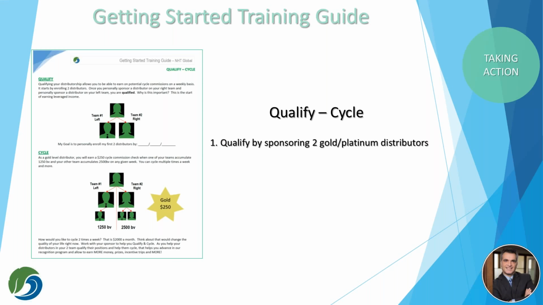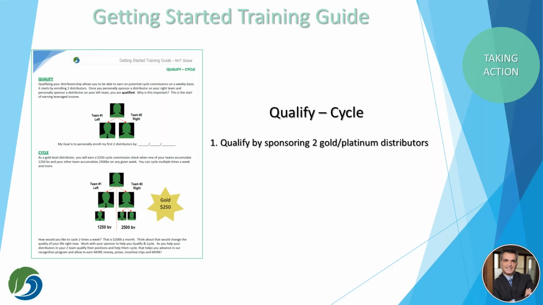That's the beauty of the volume that accumulates in your 2-team organization. So again, just a brief explanation on how cycle works. When do you want to qualify your position? Do you want to qualify today? Do you want to qualify tomorrow? When you complete this training, let your sponsor know, hey, I want to qualify my position by enrolling my first 2 distributors ASAP, and I want to start cycling, right?